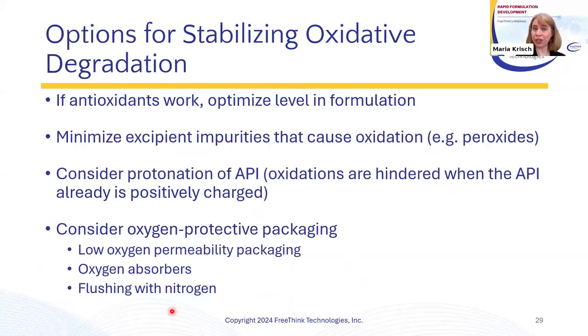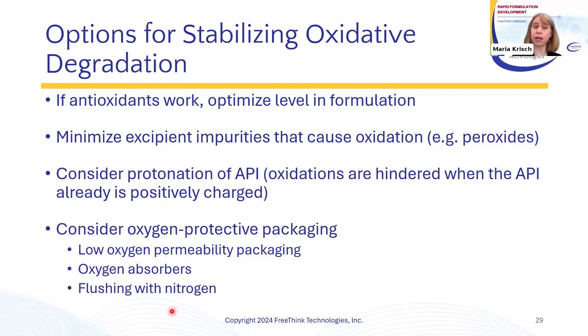So once you figured out that you do have an oxidative degradant that's a problem for stability, what options do you have to fix it? So first of all, if you did an antioxidant screen, that's great. Hopefully you've identified an antioxidant that works, has the right mechanism. And in that case, the next step might be to optimize its level in the formulation. So to some degree, you may think of that as a second tier. So you often start with a high level, and you might want to reduce that and see how low you can go and still have it work effectively.